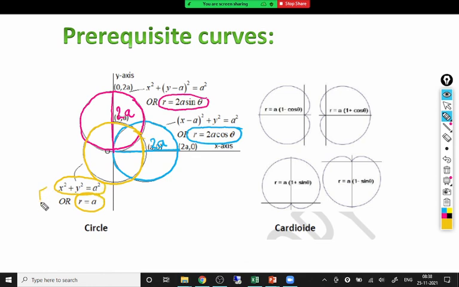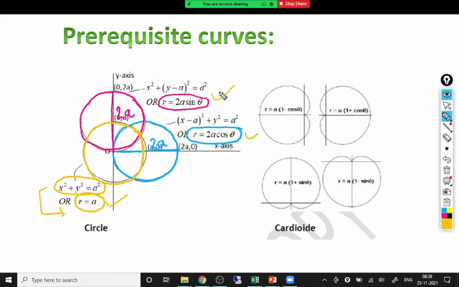Its equivalent equation in polar is this. Only for the circle I have written both the Cartesian and polar equations. You will observe many of the curves' equations become so simple in polar as compared to Cartesian. For example, x square plus y square equal to a square, or these quadratic equations, are converted to linear equations.